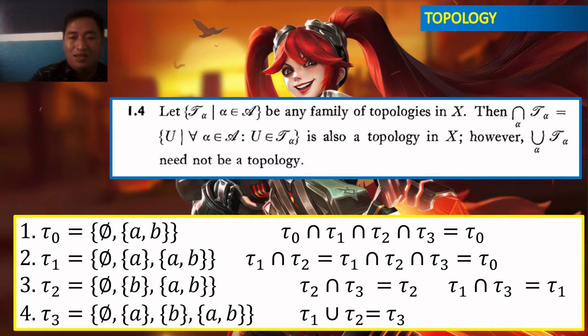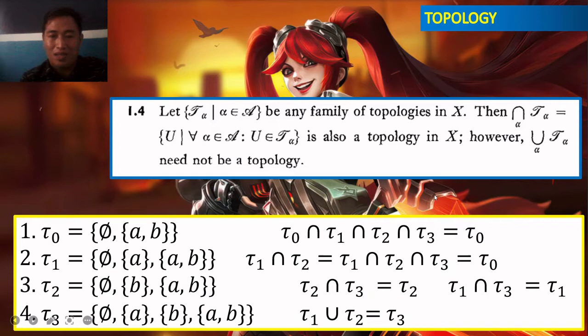Okay. So, katong sa intersection class, diba, ang intersection sa mga tau, kay topology gihapon. If we intersect all of them, tau sub 0, tau sub 1, tau sub 2, tau sub 3, the answer is tau sub 0. Of course, that is the intersection. Now, tau sub 1 intersection tau sub 2 is just equal to tau sub 1 intersection tau sub 2 and tau sub 3, which is again equal to tau sub 0. Next, tau sub 2 intersection tau sub 3 is tau sub 2. And then tau sub 1 intersection tau sub 3 is just equal to tau sub 1. So as we can see, class, the intersections are all taus. Okay, now next.